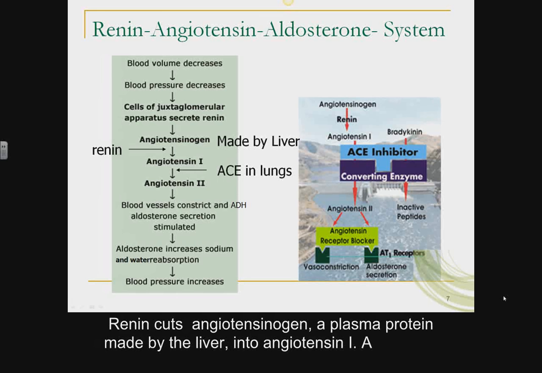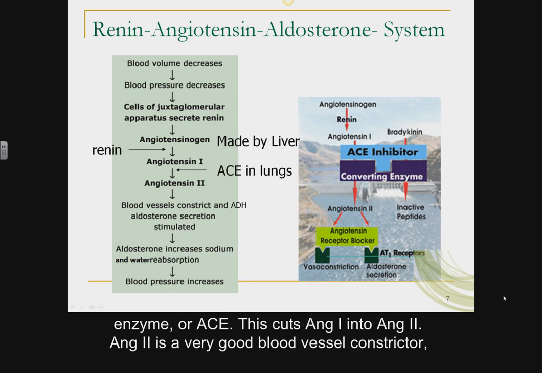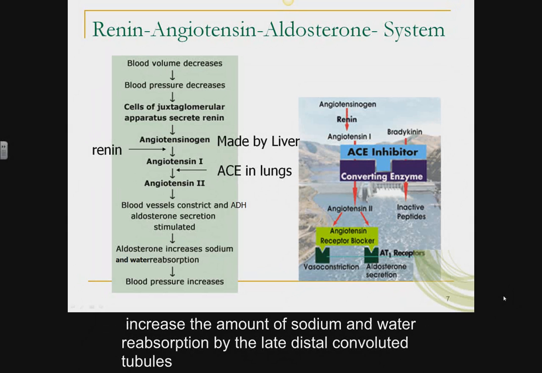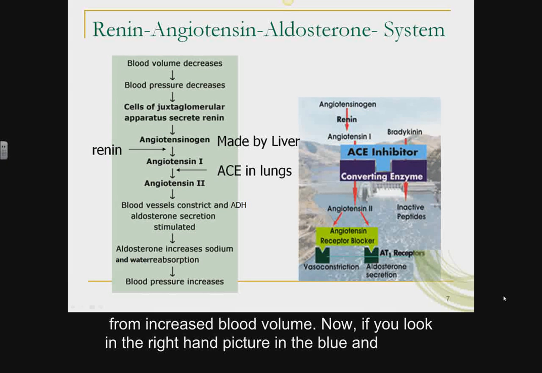Renin cuts angiotensinogen, a plasma protein made by the liver, into angiotensin 1. A special enzyme found in the pulmonary capillary beds is called angiotensin converting enzyme, or ACE. And as I've already said, this cuts angiotensin 1 into angiotensin 2. Angiotensin 2 is a very good blood vessel constrictor, but will also promote the release of ADH and aldosterone. Aldosterone is going to increase the amount of sodium and water reabsorption by the late distal convoluted tubules in the kidney. ADH will promote more water reabsorption. Blood pressure will go up as a result from increased blood volume.